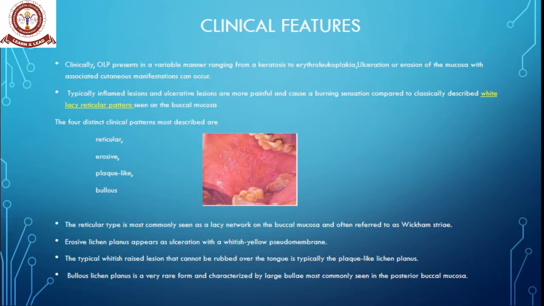So you can remember the clinical forms with the name. Reticular has a lacy format. Erosive lichen planus has an ulceration. Erosion means ulceration with a whitish pseudomembrane. In ulcers you have a pseudomembrane, and in case of plaque, what does a plaque mean? You have an accumulation of whitish features, that is plaque-like. You have a typical whitish raised lesion in plaque-like lichen planus. Bullous lichen planus shows a bulla. What does a bulla mean? It is a fluid filled lesion. So you will have large or small bullae in bullous lichen planus, seen in the posterior buccal mucosa.